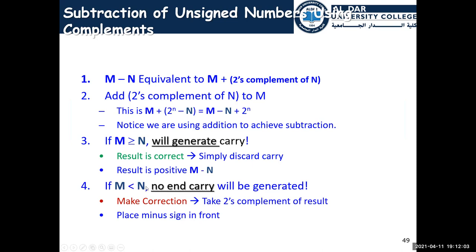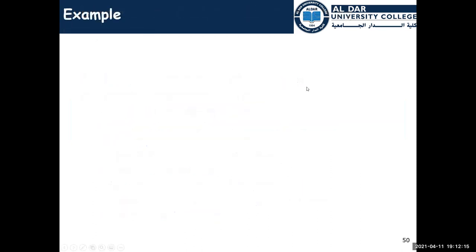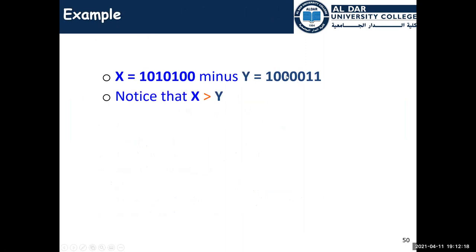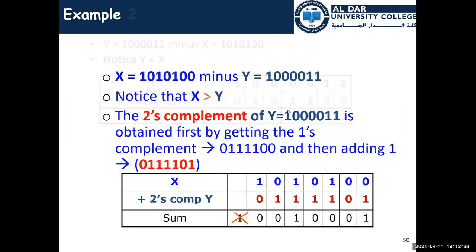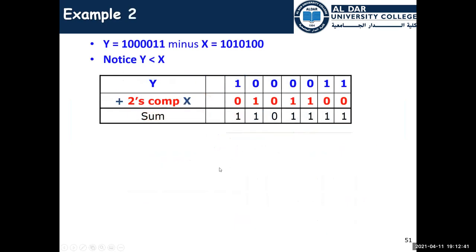If M is less than N, like subtracting 10 minus 100, this means we take the correction after the addition. After the addition, we take another 2's complement to correct the result. Now, let's take an example. For example, this number minus this number, the 2's complement of this number. I told you about this. You can practice it because I already showed you a very simple example, to subtract 6 minus 2 equals 4 in binary, and I showed you the 2 cases. So this is just a repeat with another example. You can try it at home, by hand, and see if the result is correct or not.